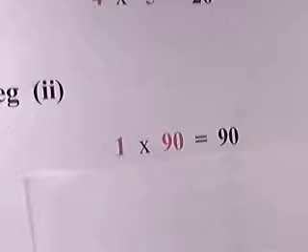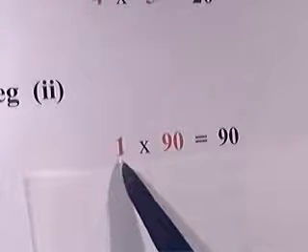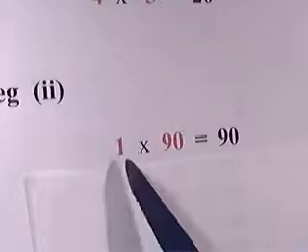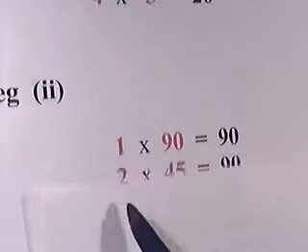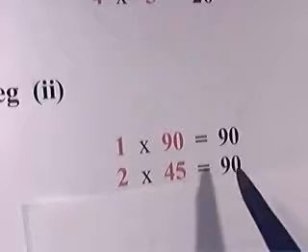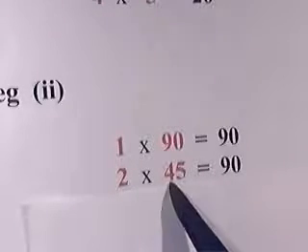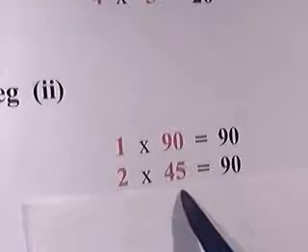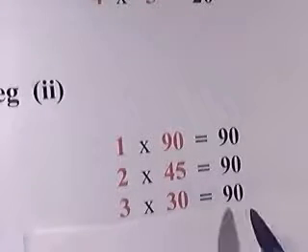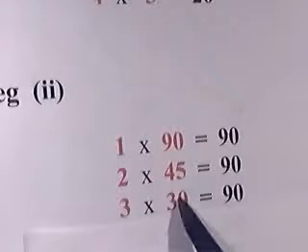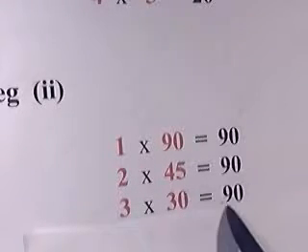In this next example, I'm looking at the factors of 90. Here I've started by looking at 1. 1 times 90 is 90. Very important again. Then I go up to 2. How many times does 2 go into 90? It goes 45 times. So 45 is a factor of 90. 3 will divide into 90 30 times.